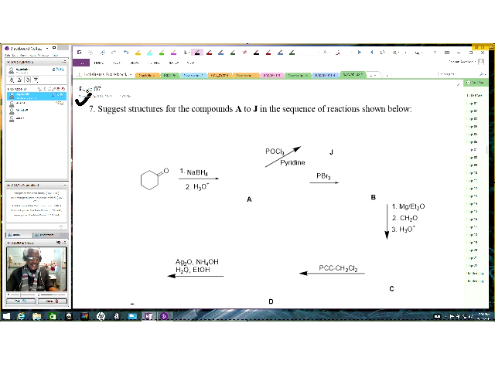Thank you. This question 7 says suggest structures for the compounds A to J in the sequence of reactions shown below. Of course, as you already know, this is a set of questions in which you need to know what the reagents do. So to get this started, let me ask you a couple of questions. We are supposed to start with this molecule here. Can you tell me what class of compound the starting material is?